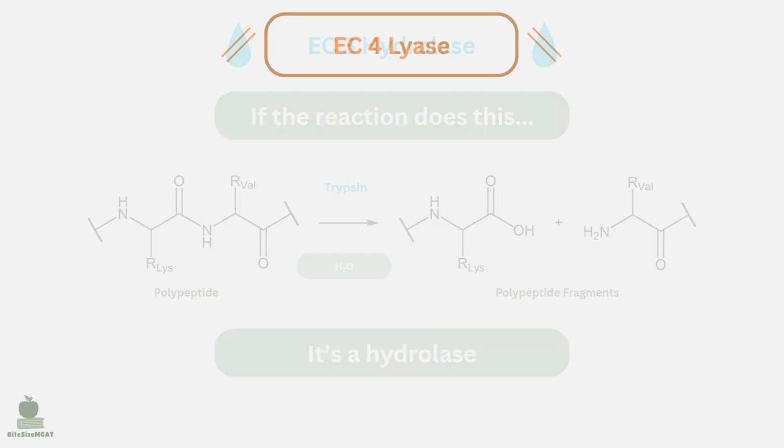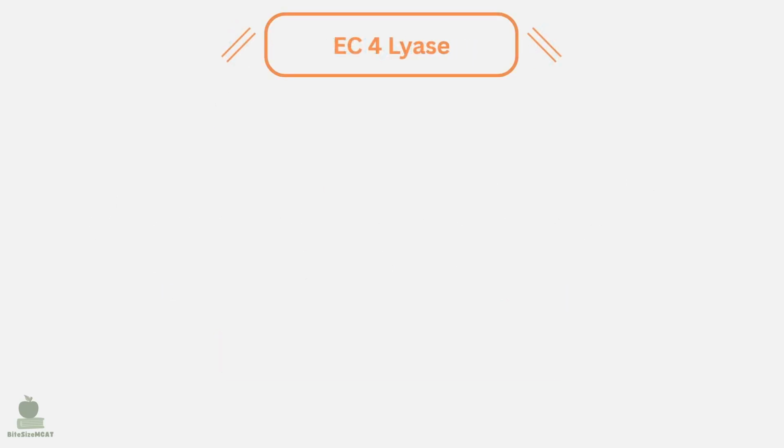EC4 lyases are our fourth classification. Lyases catalyze the breaking of bonds without using water or ATP. So they can also catalyze the addition of small molecules such as water, ammonia, or carbon dioxide across double bonds, or the reverse elimination of these small molecules in order to form a double bond.